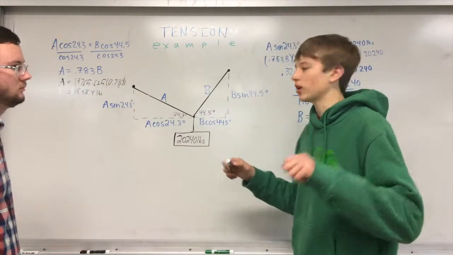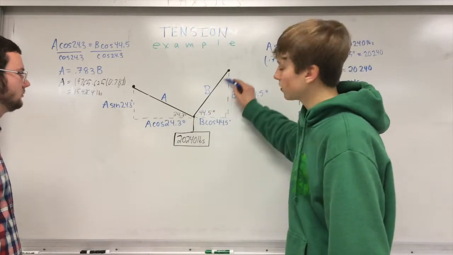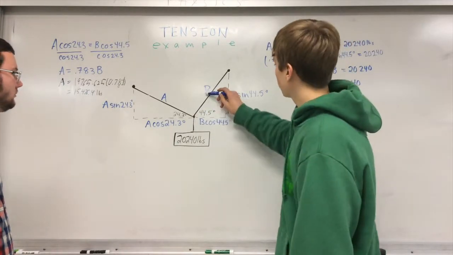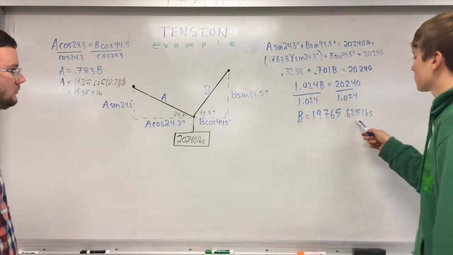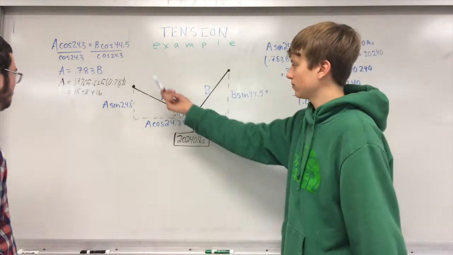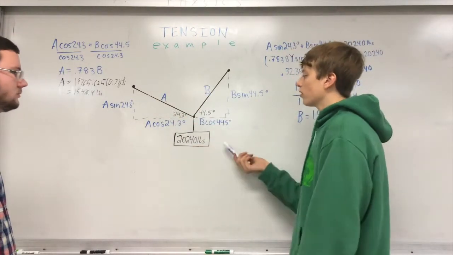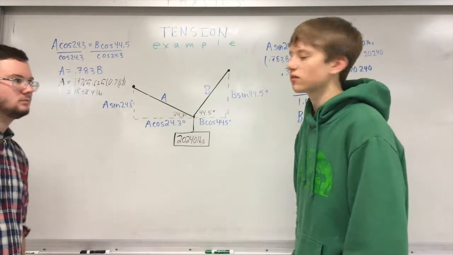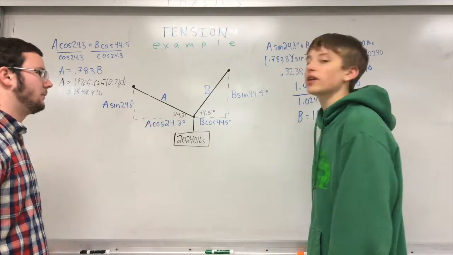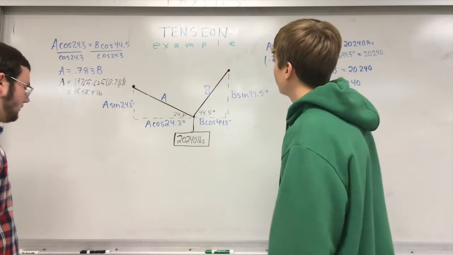So now if we look back at our diagram, this actually makes sense, because if you think about it, if you're holding an object, the more tension is usually on the steeper angle. So our B, we ended up with 19,000, which is more than A, and they're both less than this because some of the weight is lost in the X direction.